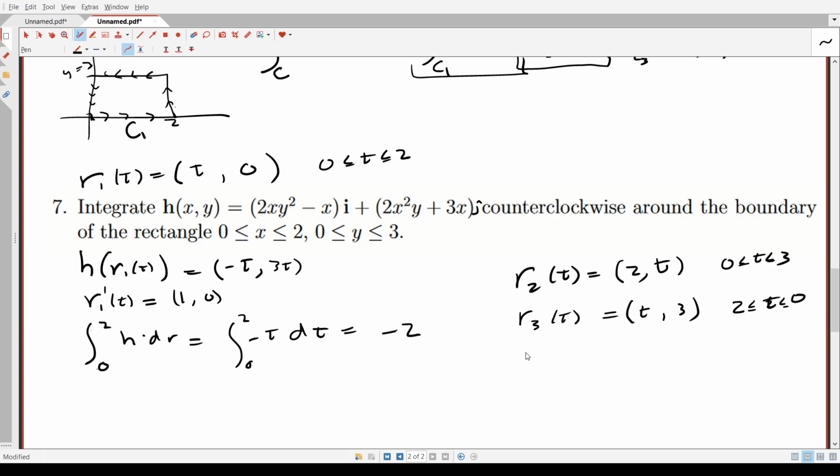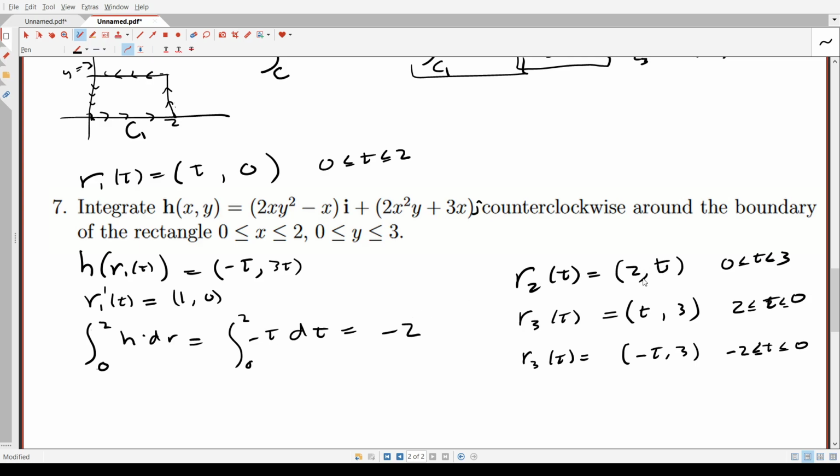Or I could do this more manually, and I could say something like r3 of t equals negative t, 3. And now, when we have negative, remember I want to start at 2, so I can start at negative 2. And then I need to end up at 0. So t goes from there to 0. So that works too. And there's a whole number of ways you can do this. That's fine. It really doesn't matter as long as it's describing from 2 to 0 along this line. And then here, again, same thing. You can do something like either of these.